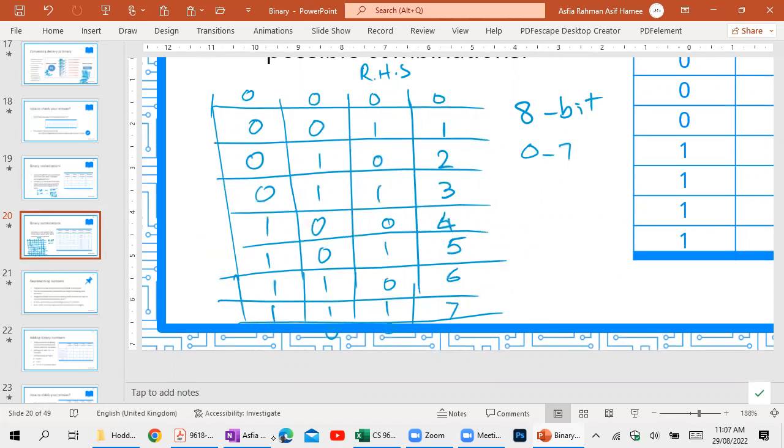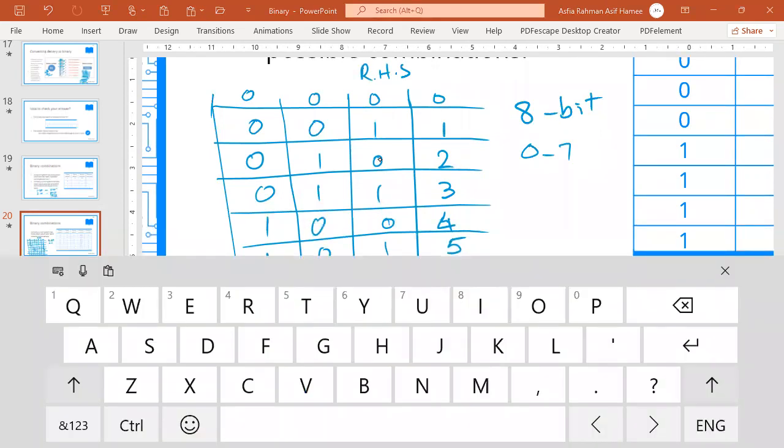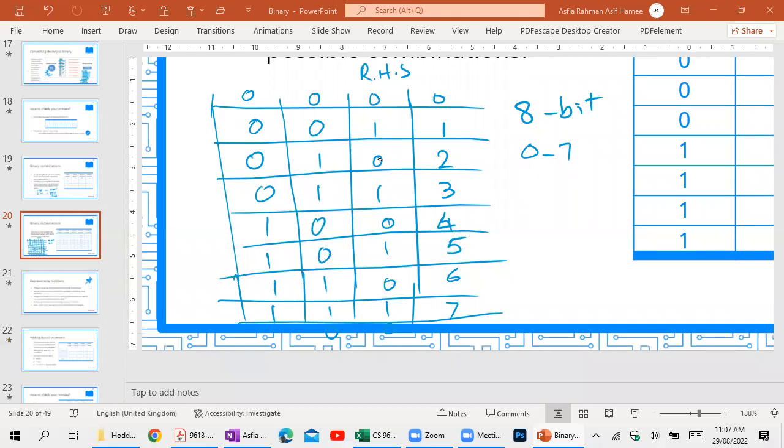Okay, the rule is the right hand side 0, 1, 0, 1, 0, 1, then 0, 0, 1, 1, 0, 0. You can also check: 0, 0, 1 is 1, 0, 1, 0 is 2, 0, 1, 1 is 3, 1, 0, 0 is 4. How is 1, 0, 0 equal to 4? The place values are 1, 2, 4, so 4 plus 0 plus 0. Is it getting confusing?